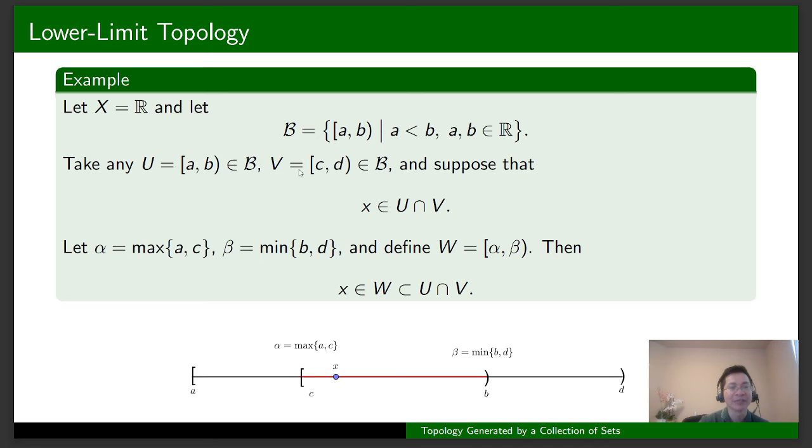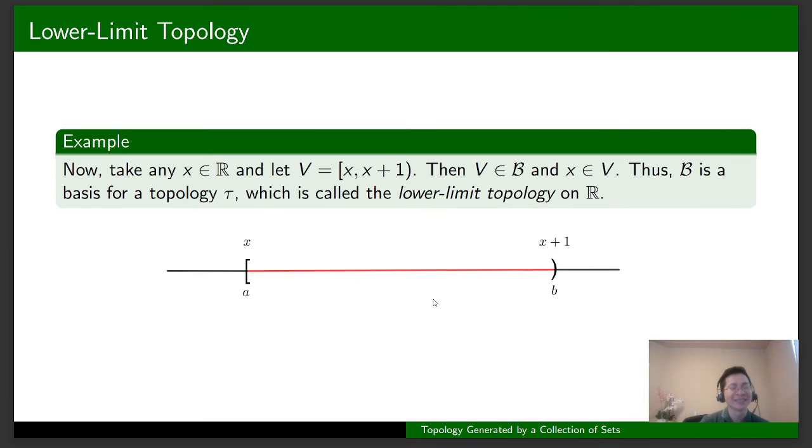Take any U and V in B. U is the interval from a to b, and V is the interval from c to d. We take any x in the intersection of them. Now, let alpha be the maximum of a and c, and let beta be the minimum of b and d. Define W as the interval from alpha to beta. Then x belongs to W, and W is a subset of the intersection of U and V. In fact, W is equal to this intersection. So the first property in the theorem is satisfied.